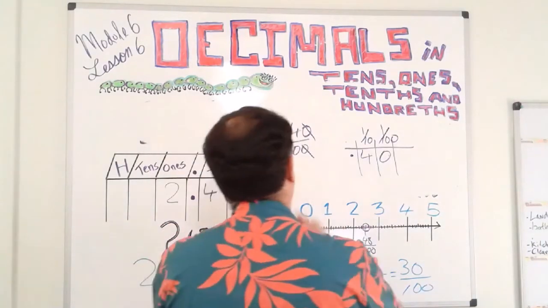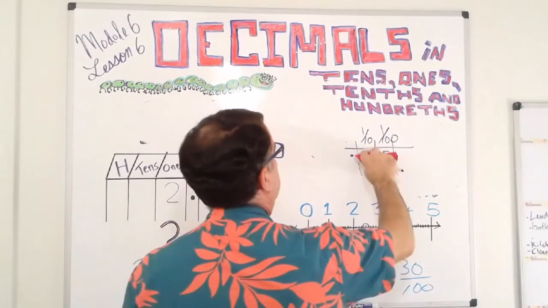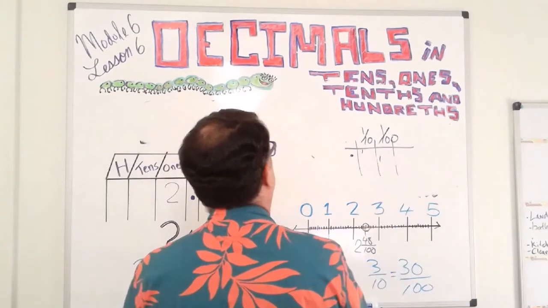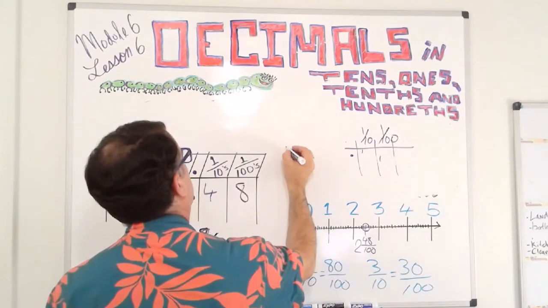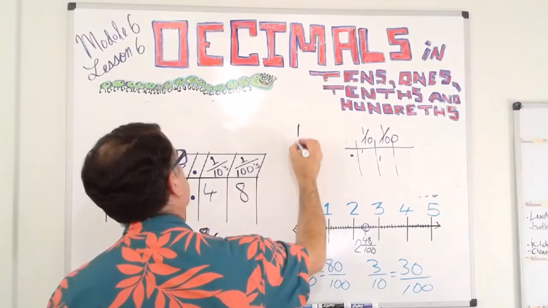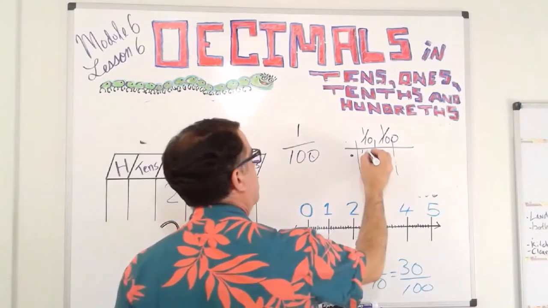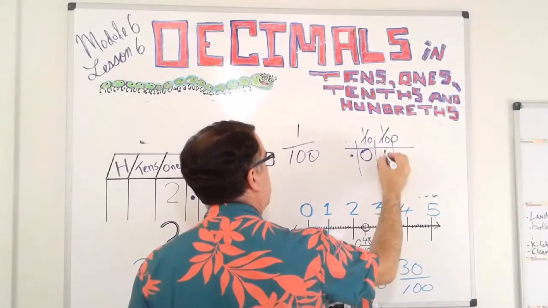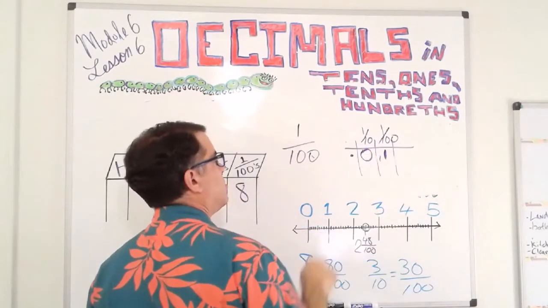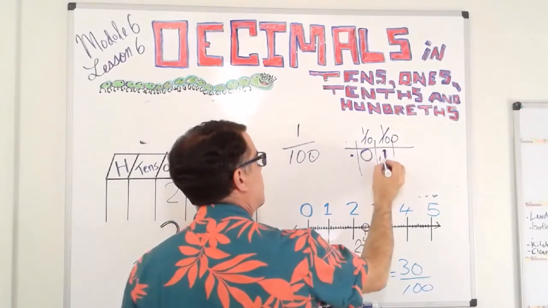Let me give you another example. Let's make it even smaller. What if I said, what is 1 hundredth? 1 hundredth would be 0.01. The 1 goes in the hundredth place. You've got to get used to doing that.